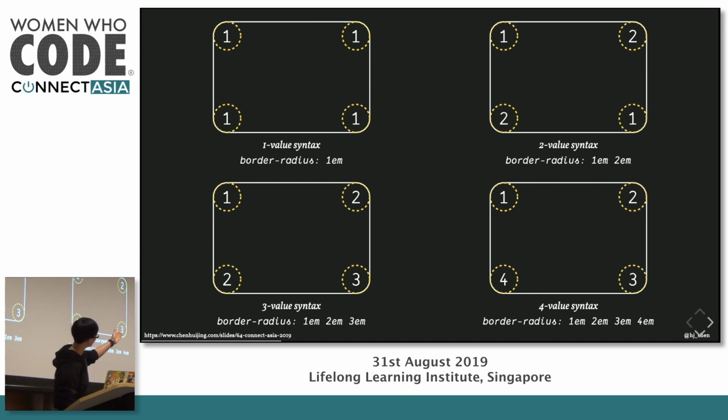So if you use 1 value, they're all the same. But if you use 2 values, then it's top left, bottom right, matched with top right, bottom left. Oh my god, I shouldn't do this direction thing when I'm sleep deprived. So on and so forth.